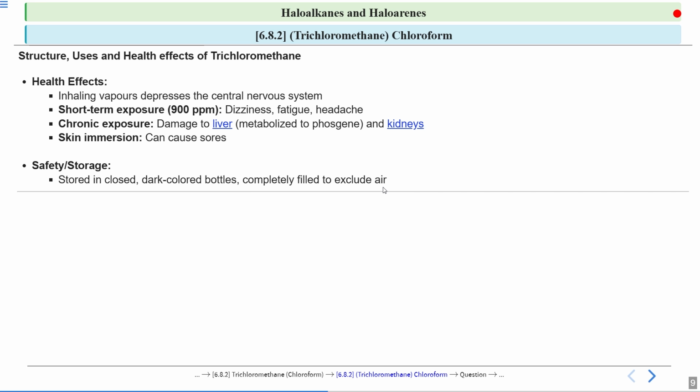When you are transferring the chloroform into the container, you have to fill the container up to the brim. You have to completely fill the container so that none of the air can enter or get packed inside your bottle, so that air cannot react with the chloroform and form a poisonous gas as a product, which would also be dangerous. So these are the safety measures you should take while storing chloroform.